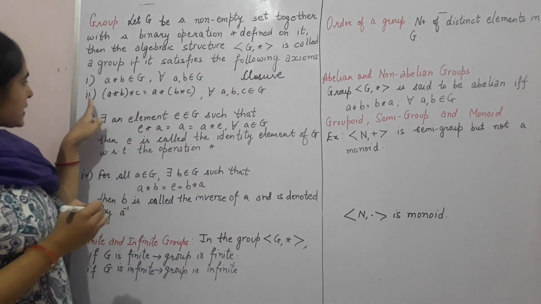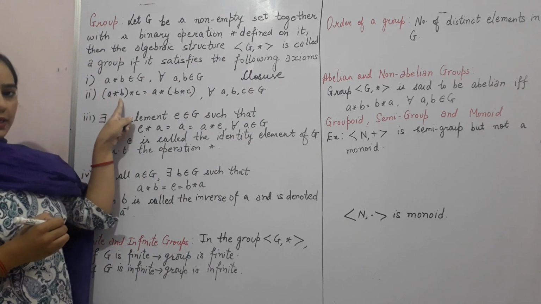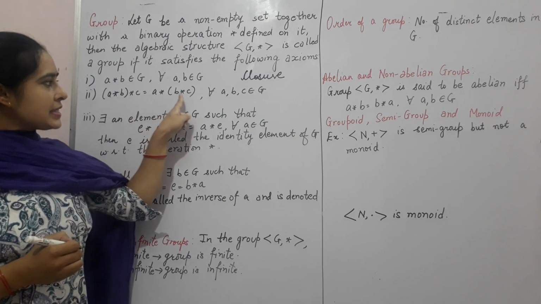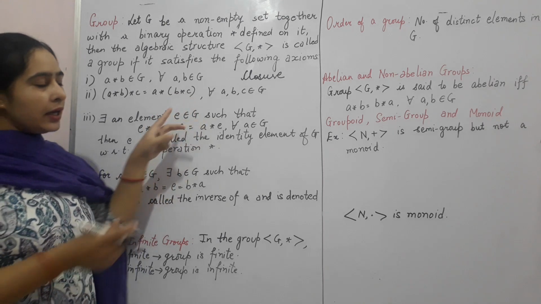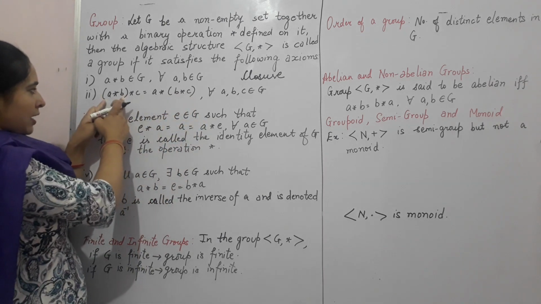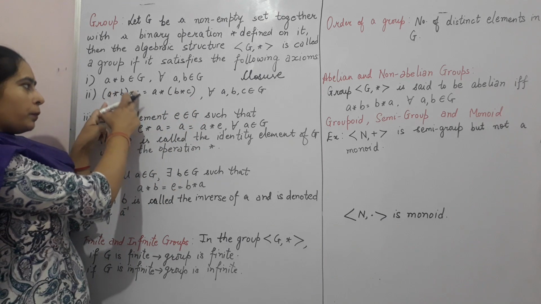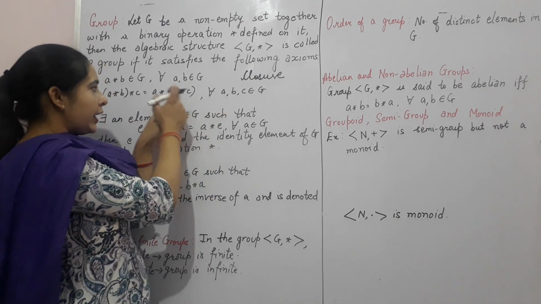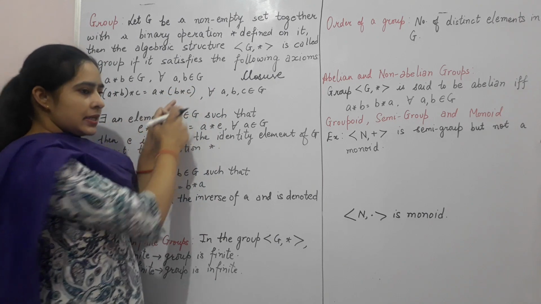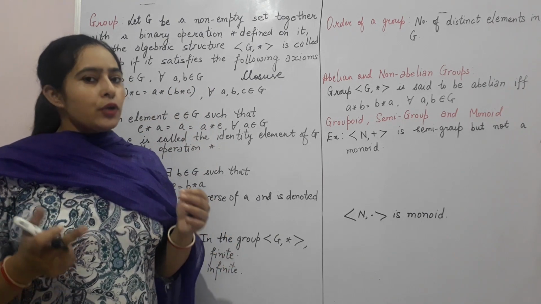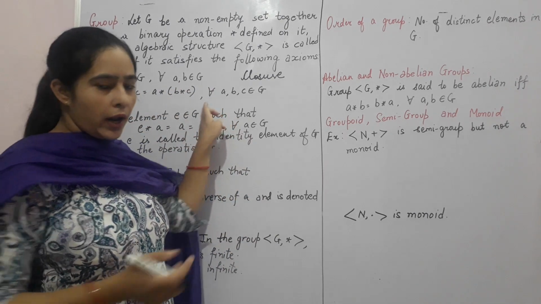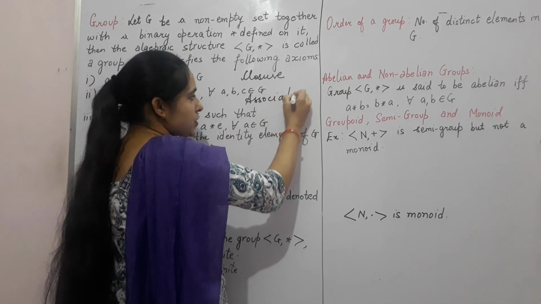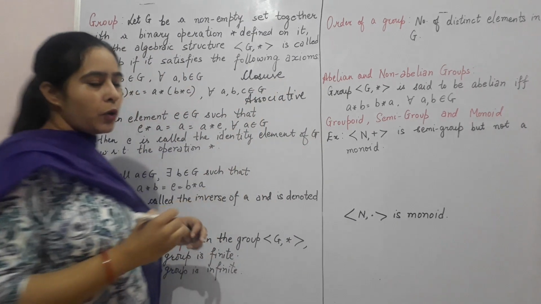Now, second is (a star b) star c should be equal to a star (b star c). That means if we operate a star b firstly and then operate c, or we operate b star c firstly and then operate a star (b star c), then the answer will be the same. And you all know that this property is known as associative property.